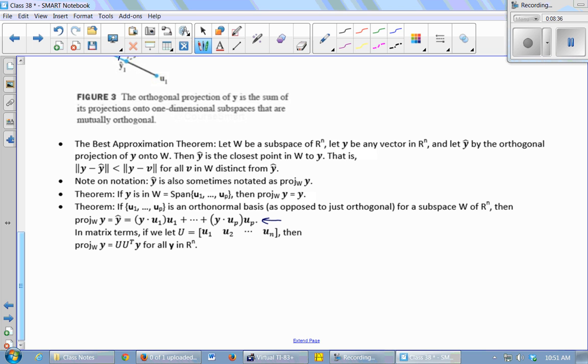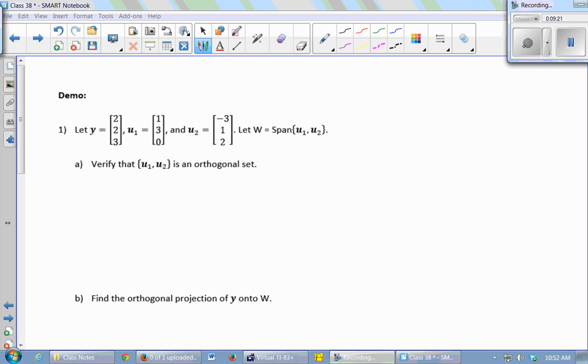And then in matrix terms, and I'll encourage you to write this out on your own, basically if you make a matrix U whose columns are U1, U2 to UP, the orthonormal basis, then the projection of Y onto W is U times U transpose times Y. It's pretty clear when you write it all out. I'll let you do that on your own. There's a homework problem about that. The projection of Y onto W is just another notation for Y hat.